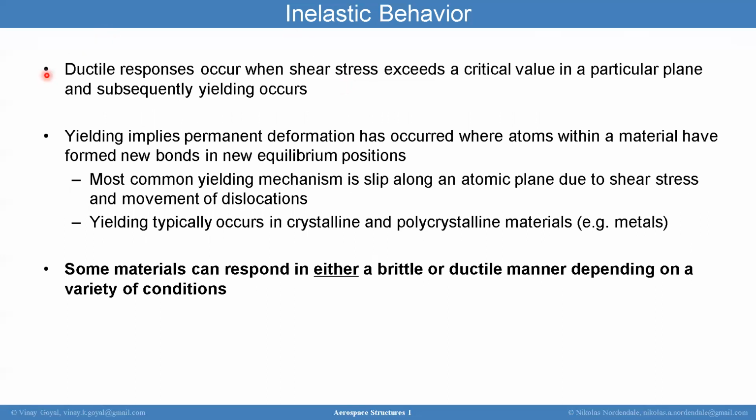By contrast, a ductile response is typically going to occur when you have a shear stress that exceeds a critical value, particularly in a certain plane, and you have some yielding that will continue to occur. So yielding, again, is going to apply some permanent strain or deformation where the atoms in the material have formed some new bonds, typically in metals, and they're going to have some new equilibrium position. So the most common mechanism is going to be slip along some atomic plane, as we saw several slides ago. And this is most common in crystalline or polycrystalline materials, i.e. metals. But many materials can respond in either a brittle or a ductile manner, depending on a variety of conditions.